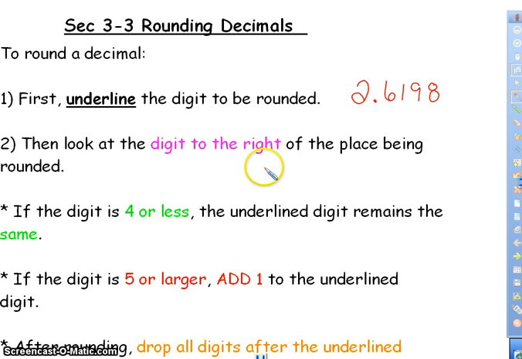2 and 6,198 ten-thousandths. And if I wanted you to round it to the hundredths place, the first thing I would do is to underline the digit to be rounded. So you need to find the hundredths spot. If you remember, this is the tenths, this is the hundredths. So I'm going to go ahead and underline that.